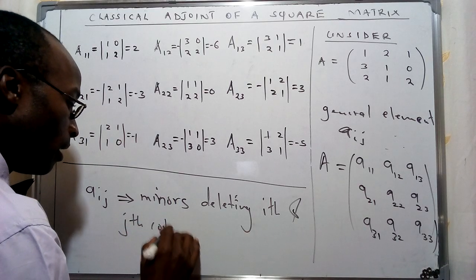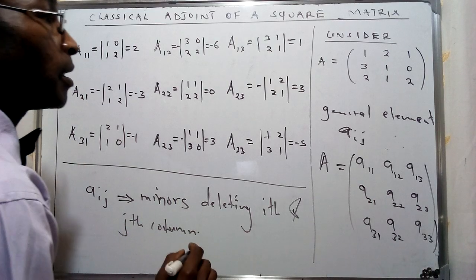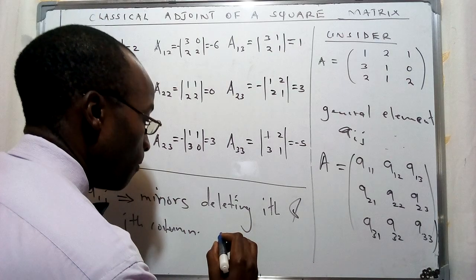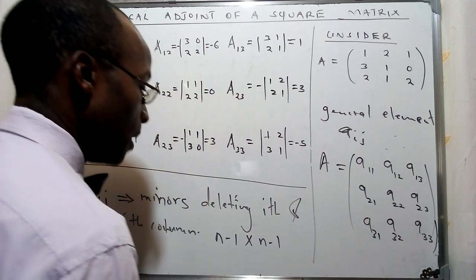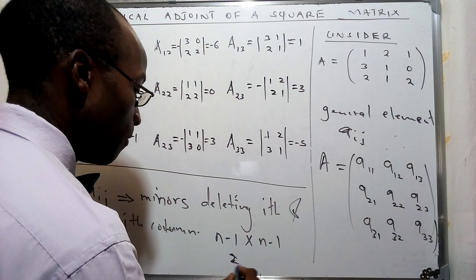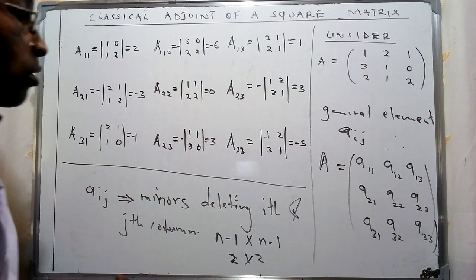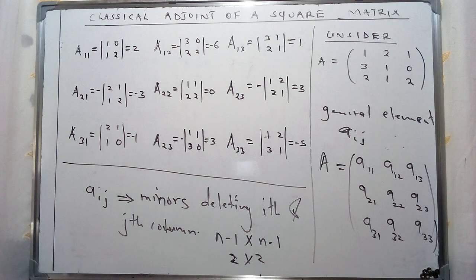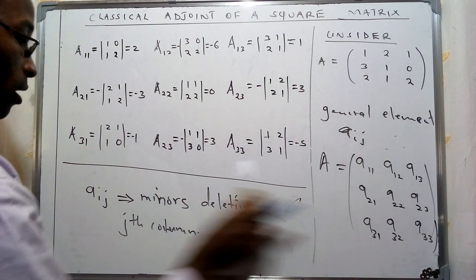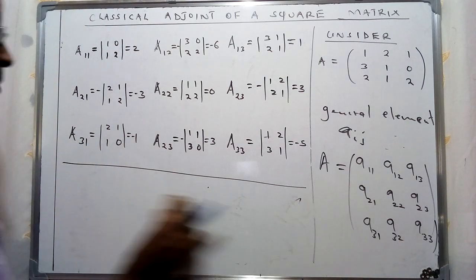So if we delete one row and one column for a 3 by 3 matrix, then we're going to have an n minus 1 by n minus 1 submatrix. This implies that we're going to have a 2 by 2 submatrix, which gives us what we refer to as the minor of these elements. Now, for us to find this minor, we're going to find the determinants of these submatrices.